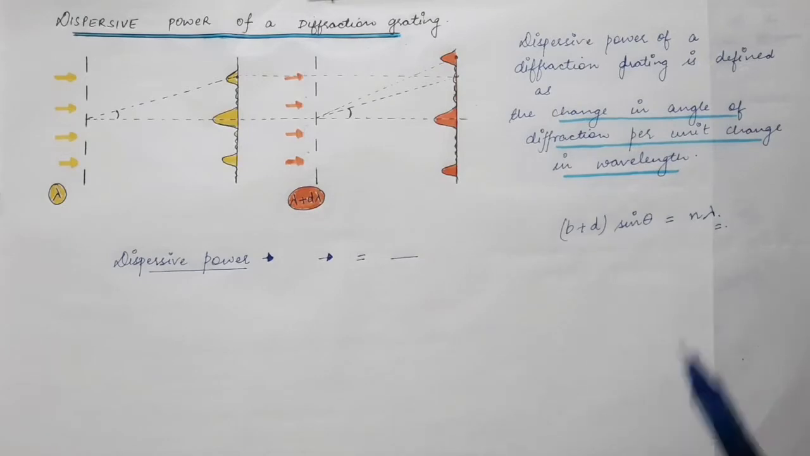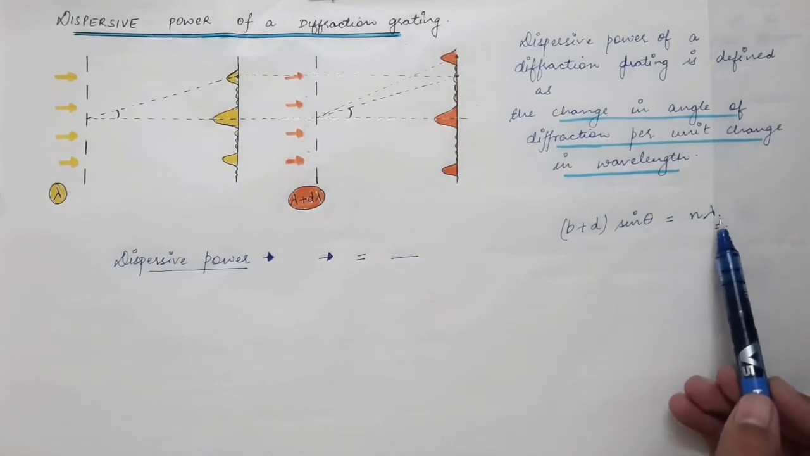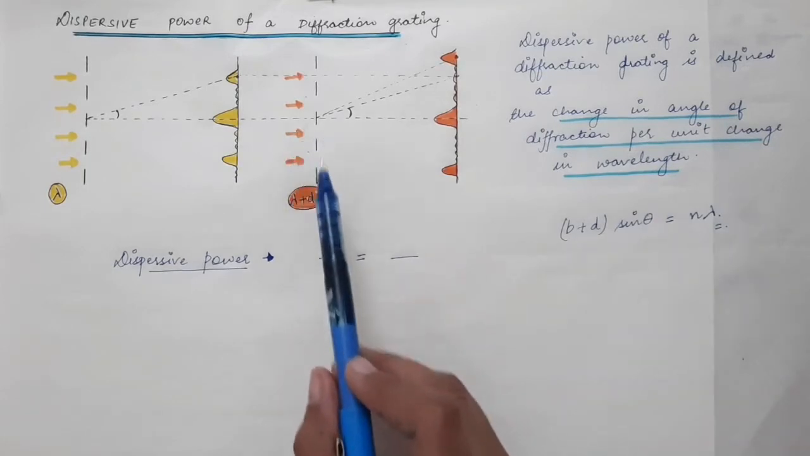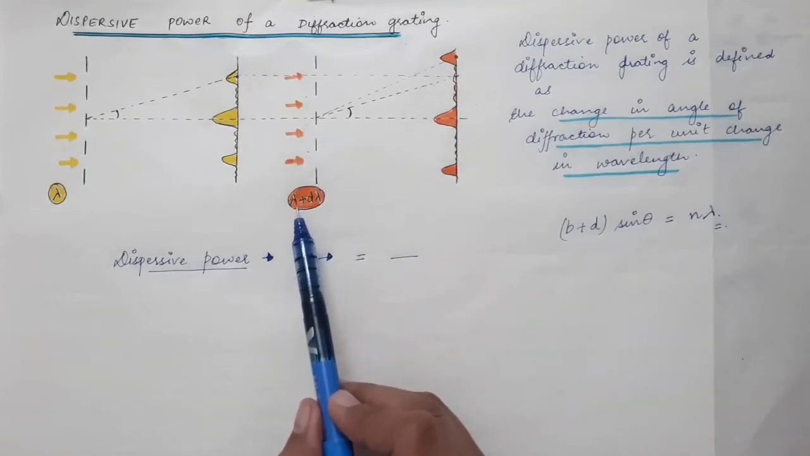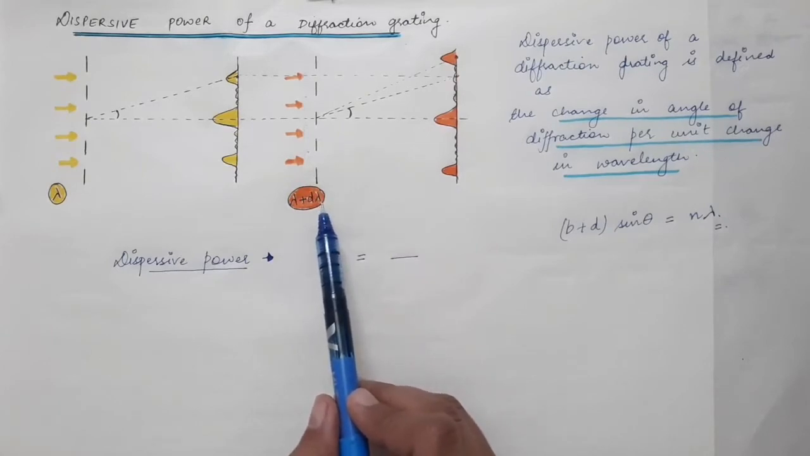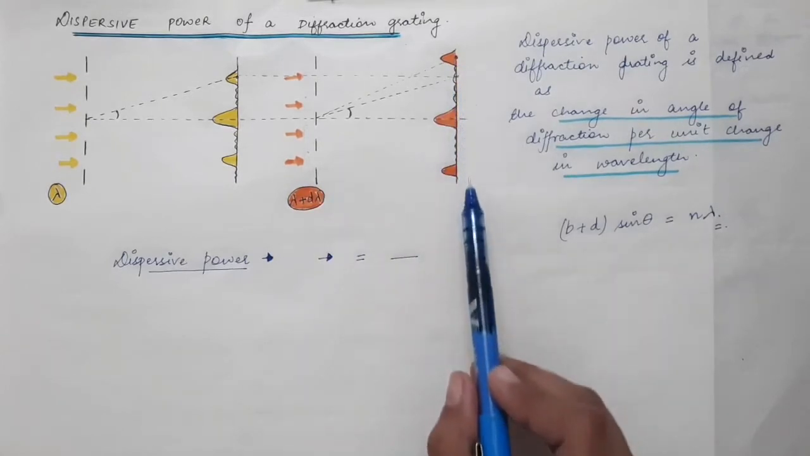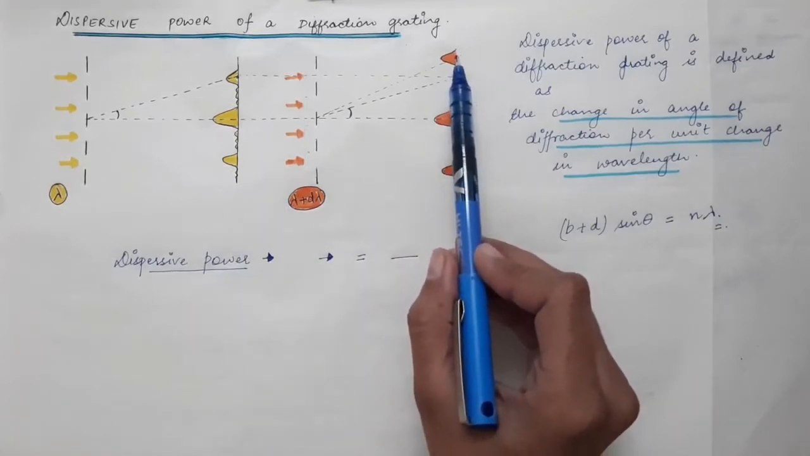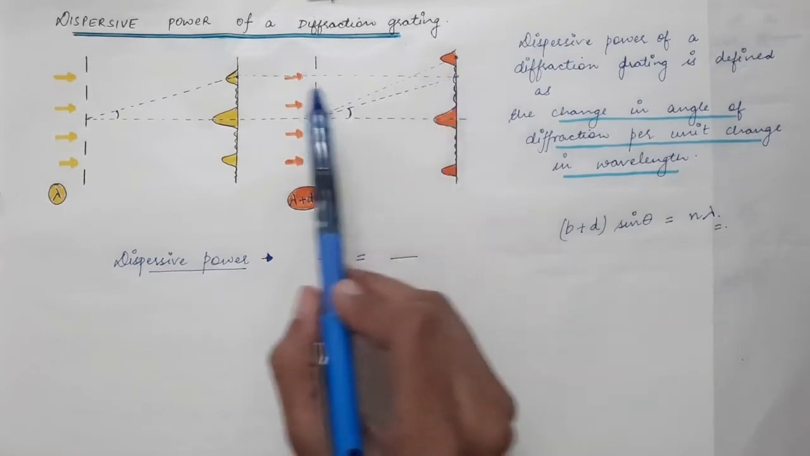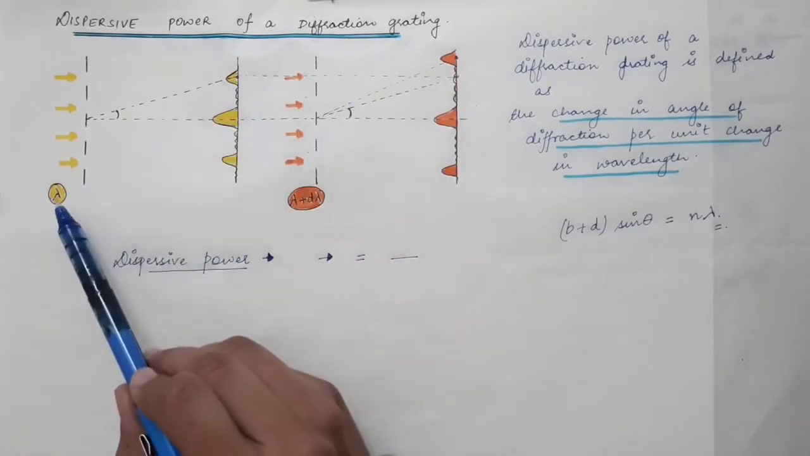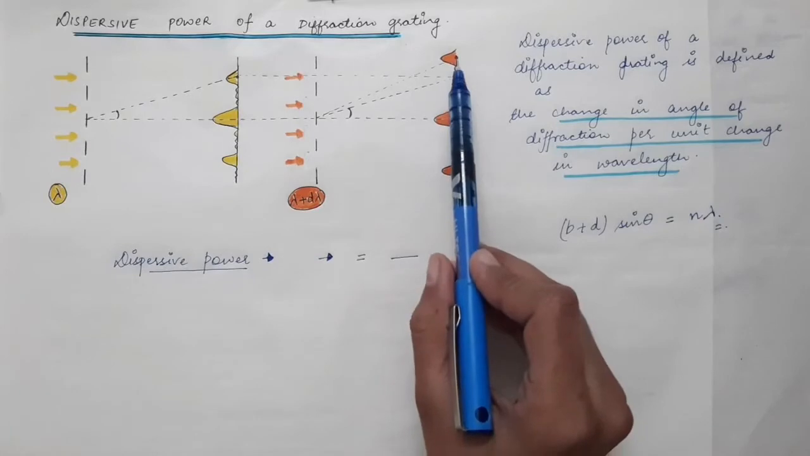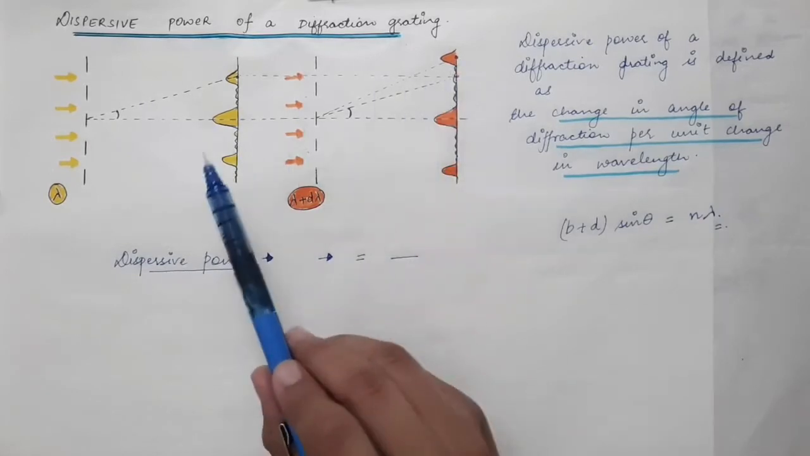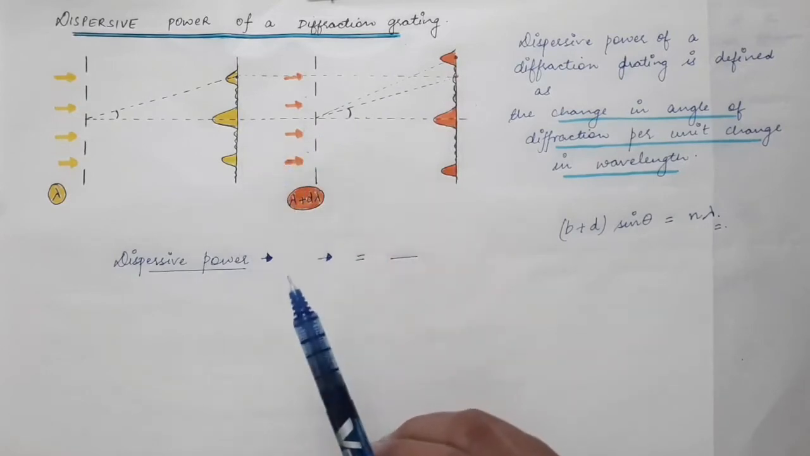But now what happens when we change the wavelength of the light by a small amount? Now I have shown that orange light is made to fall on the diffraction grating and its wavelength is lambda plus d lambda. In that case the diffraction pattern will be of similar form, but the principal maxima will not be obtained at the same point as in the case of wavelength lambda. So there will be a slight shift in the position of the principal maxima when the wavelength of the light is changed by a small amount.